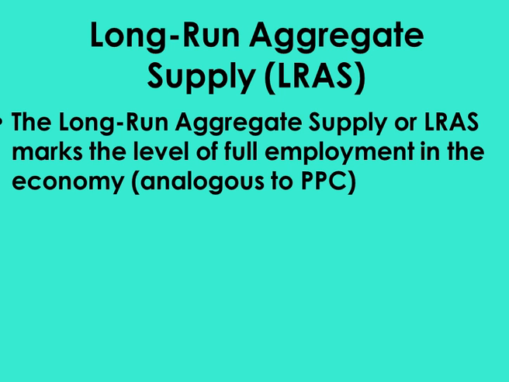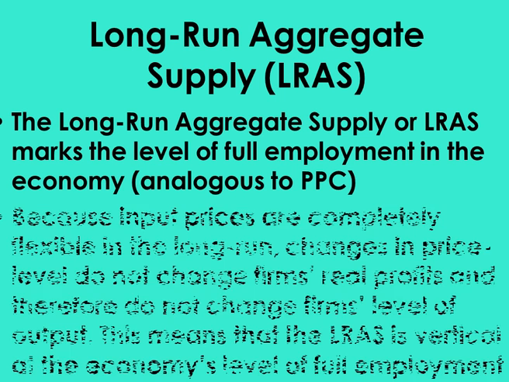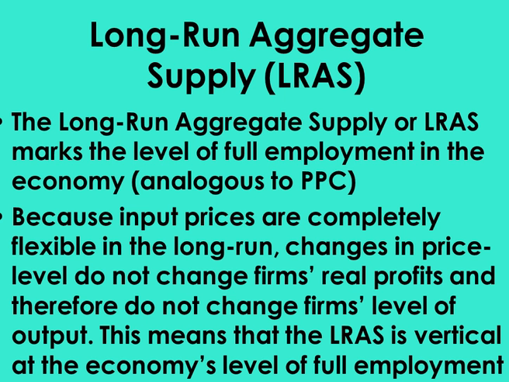So long run aggregate supply, or LRAS, marks the level of full employment. It's a vertical line. And it's very similar to operating on the PPC curve. So when all of your resources are completely utilized, you don't have any underemployed resources like labor, then you would have a vertical long-run aggregate supply curve. And it represents full employment. So sometimes the bottom label of the long-run aggregate supply is labeled also as full employment.